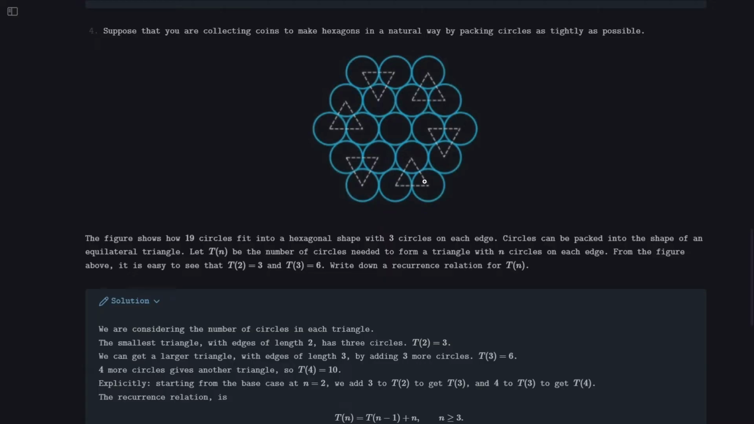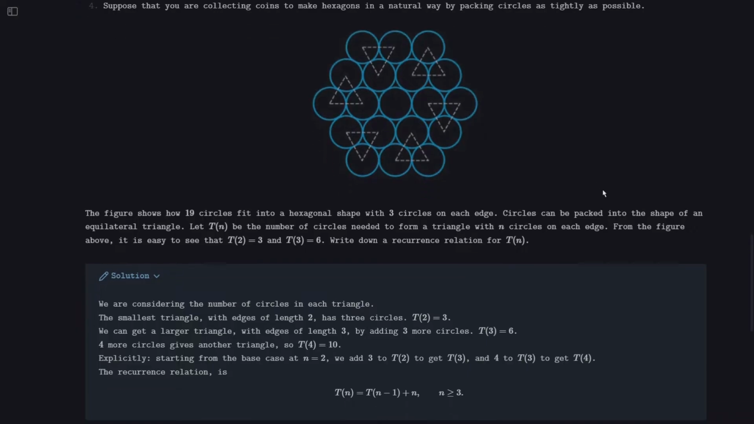And so we started at 2. To get to t of 3, we added 3. To get to t of 4, we added 4. So essentially each t of n is equal to n plus the previous number. Okay, so t of 3 was 3 plus t of 2. T of 2 was 2 plus t of 1, which is 1, although t of 1 isn't really defined the way I solve this. So yeah, t of n is equal to t of n minus 1 plus n for all n greater than or equal to 3.